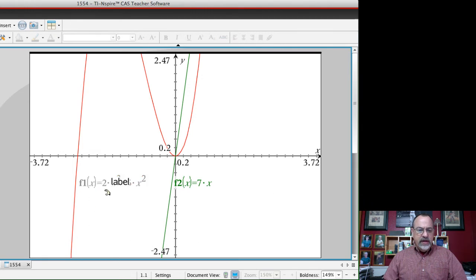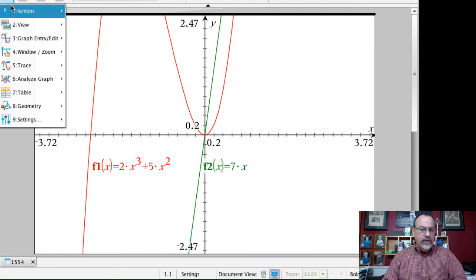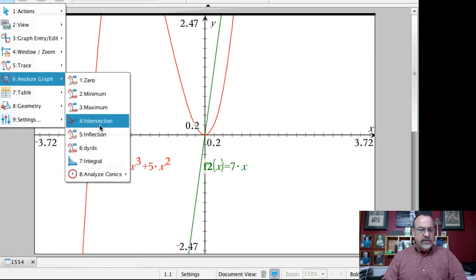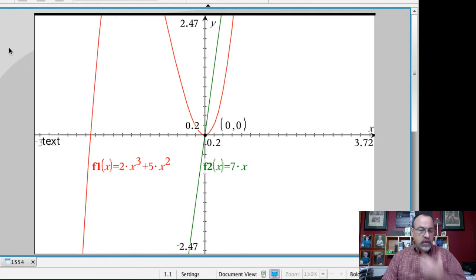So you'll see here I have 2x cubed plus 5x squared graphed in red, and I have the 7x graphed in green, and you'll notice that there is an intersection point right here. That's what I'm looking for. So if I use my intersection function under my calculate menu and I set it here, I'll get my intersection as 0, 0. So one of these zeros of my graph, or roots, or equations where I'm equal, is at 0, 0. That's one of the points where they intersect.